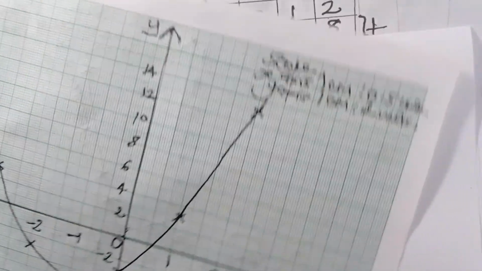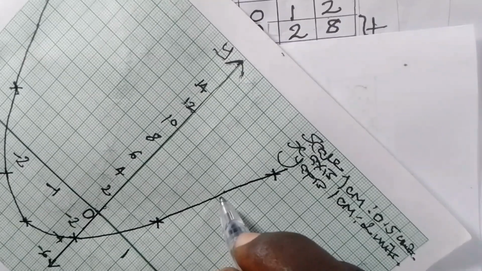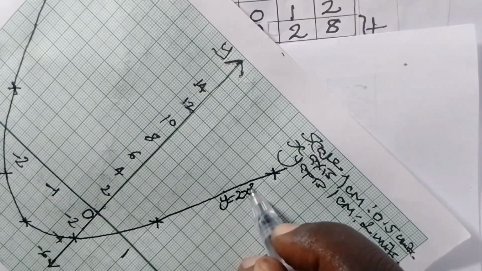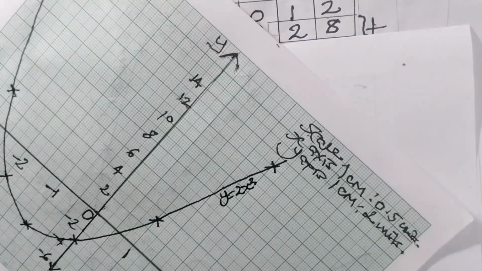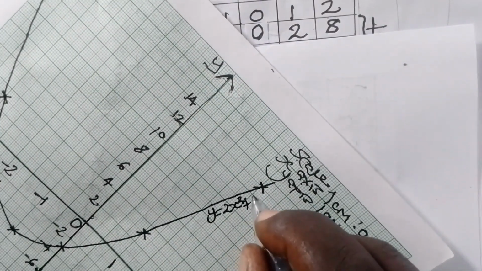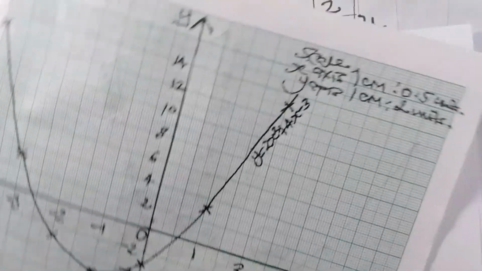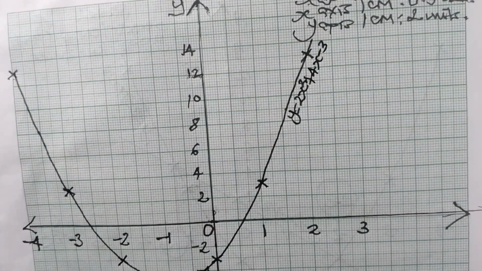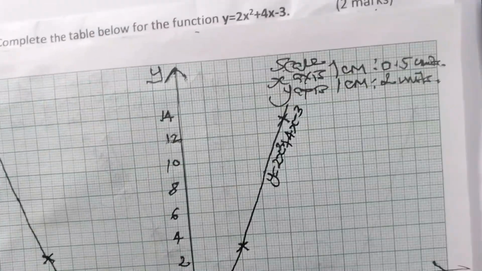And then after doing that, you should write the equation of the function as y equals 2x squared plus 4x minus 3, like that. So we've already plotted that. We can go to the next question.